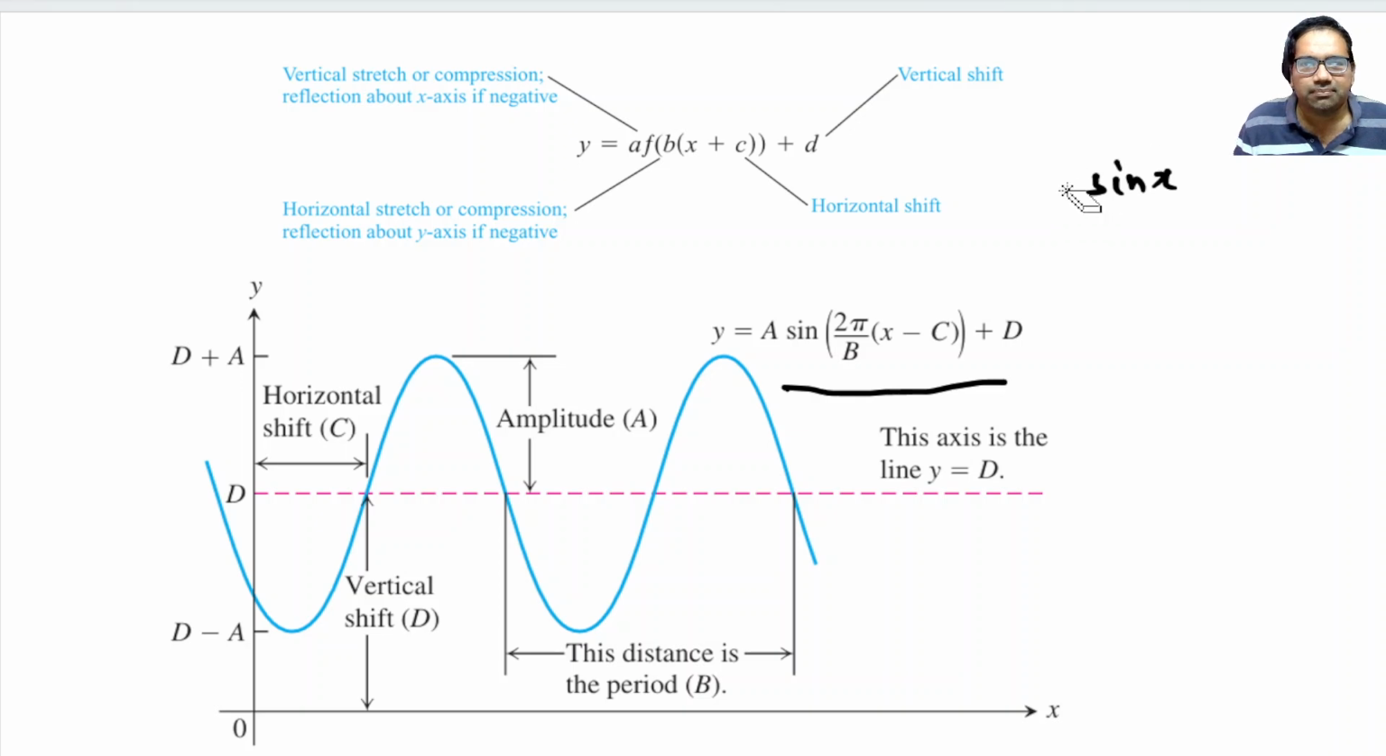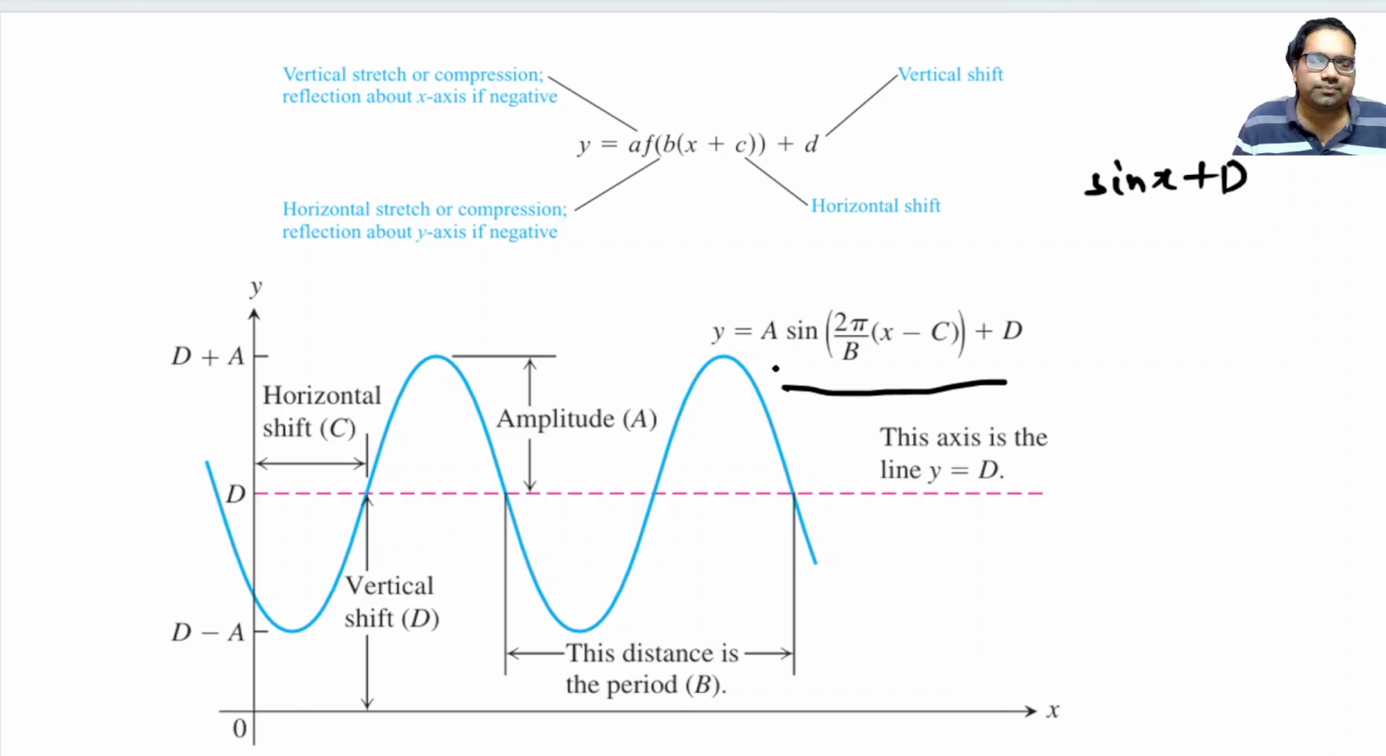Okay, sin x plus d, sin x plus d. That means this graph is shifted d units upwards. Okay, sin x plus d. Whatever this graph, it is d units, it is plus d, right? Plus d means it is d units shifted upwards.